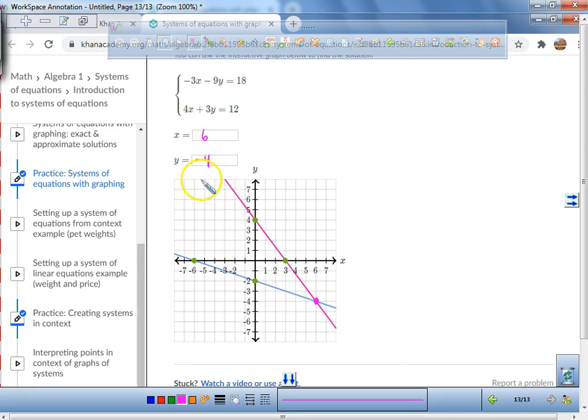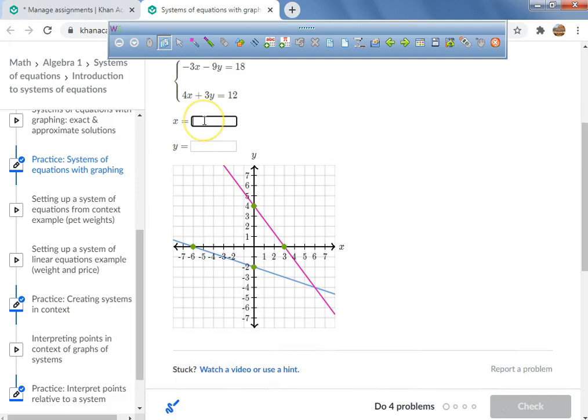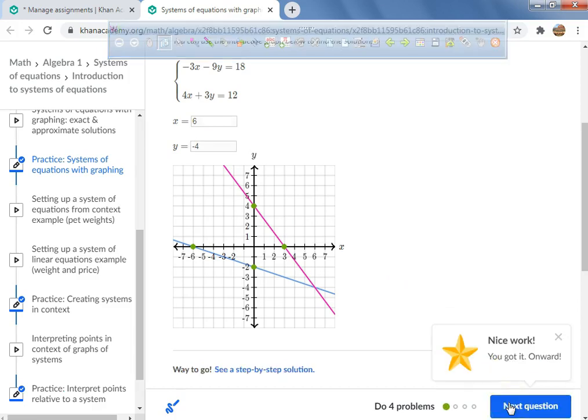All right, so we put 6 and a negative 4. So we have everything graphed perfectly. All right, we found our solution, which is at a 6 and a negative 4. Yay! Hopefully we get it right.